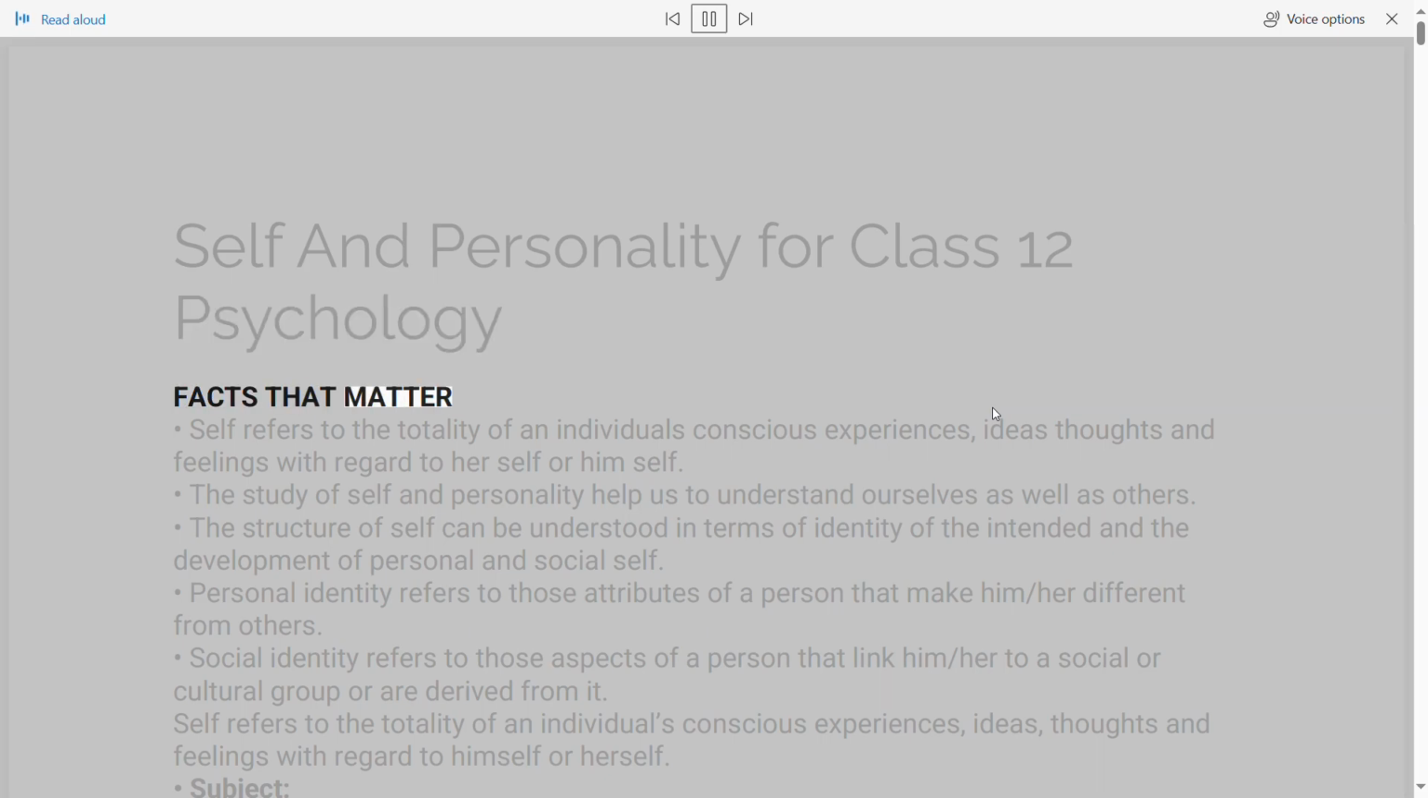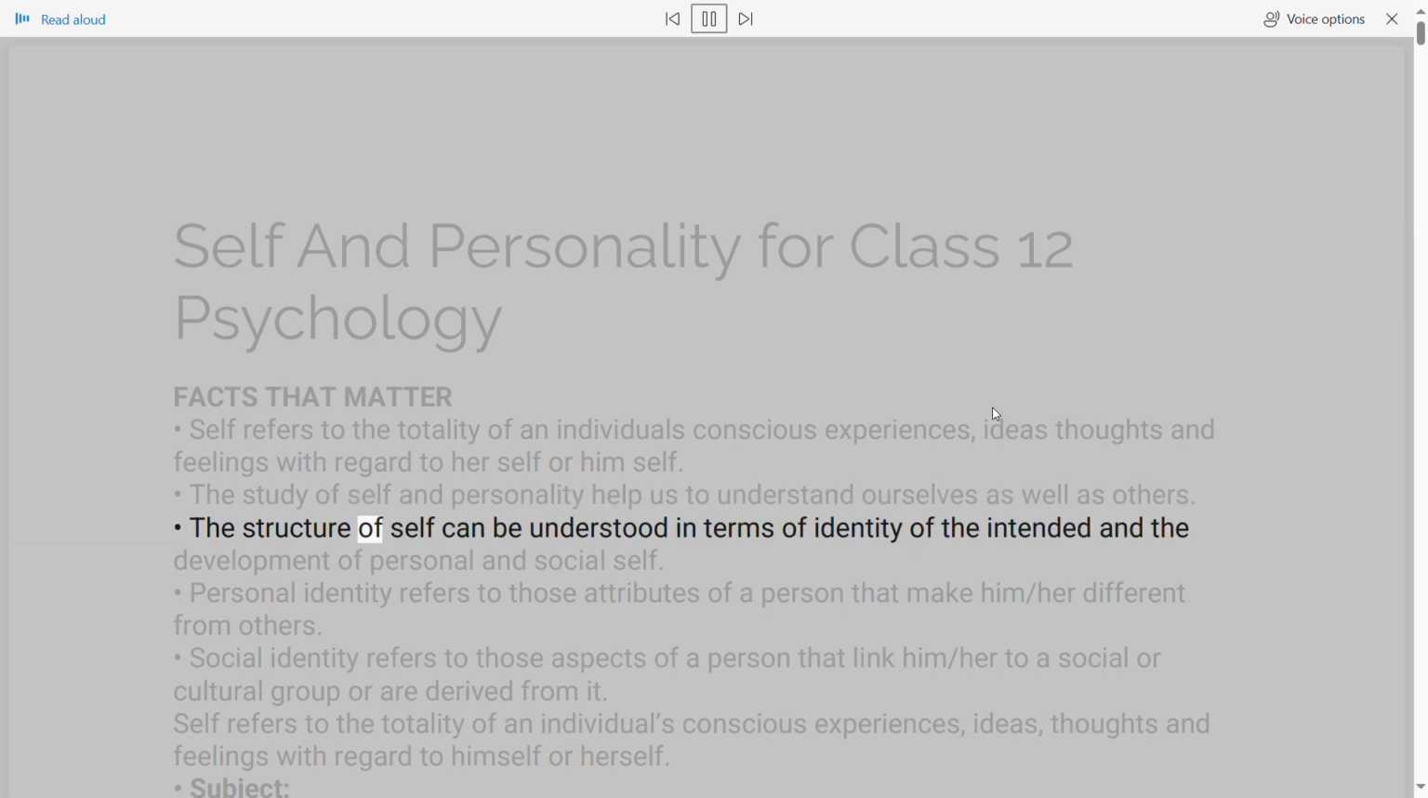Self refers to the totality of an individual's conscious experiences, ideas, thoughts and feelings with regard to herself or himself. The study of self and personality helps us to understand ourselves as well as others.